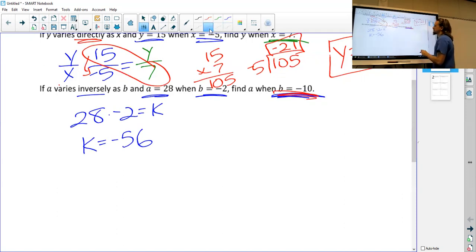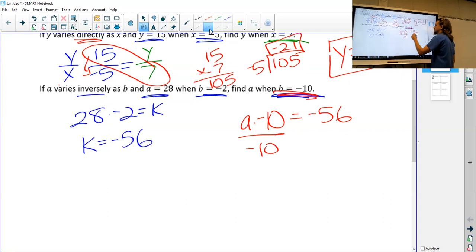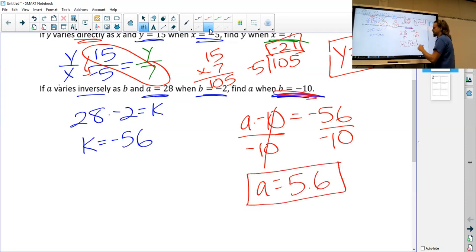And then we use that value for k for the value that we're trying to solve for. So in this case, b is negative 10. So I don't know what a is. So I'm going to say a times negative 10 equals k, which is negative 56. So to get a by itself, we just divide both sides by negative 10, and we get a is positive 5.6. Okay? So nothing fancy here.